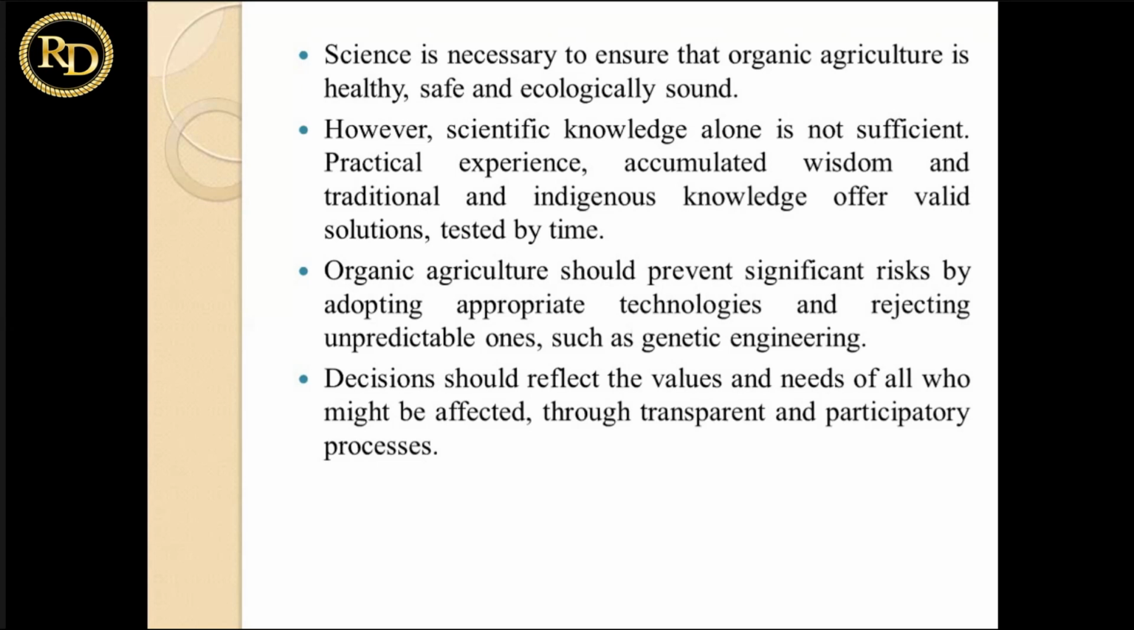Organic agriculture should prevent significant risk by adopting appropriate technologies and rejecting unpredictable ones, such as genetic engineering. Decisions should reflect the values and needs of all who might be affected, through transparent and participatory processes. So in organic farming we have to reflect the values and needs of all who might be affected, through transparent and participatory processes.